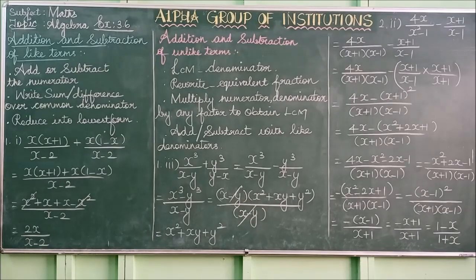So for multiplication, we can take any two rational expressions, one as P of x by Q of x, the other as R of x by S of x. So P of x by Q of x into R of x by S of x is equal to the product of the numerators divided by the product of the denominators, P of x into R of x divided by Q of x into S of x. Then after finding that, reduce it into the lowest form.